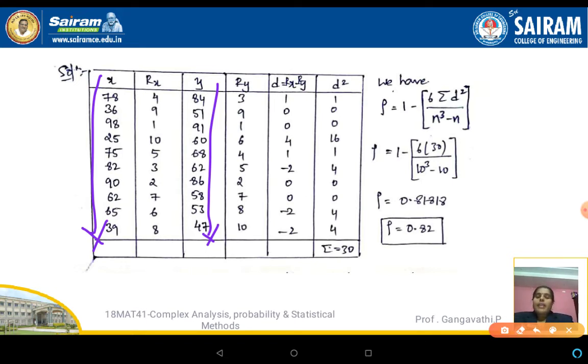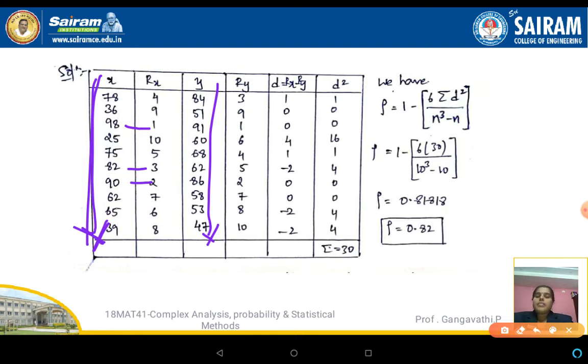Among these, the marks in subject x have been recorded. The highest mark in this set is 98, which takes the first rank. Next comes 90, which makes the second rank. Similarly, 90 again, and then we have 82.